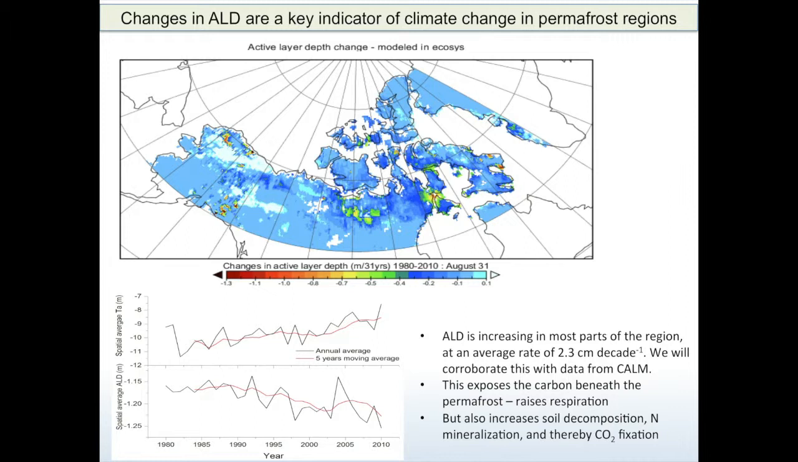A third response, of course, is the methane emission. We won't go into that today because I'm going to run out of time. But I'll just leave that with you. That's a key finding that we came up with.